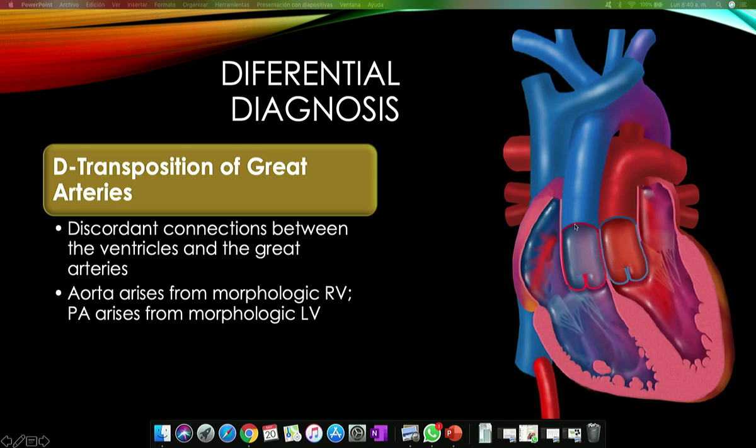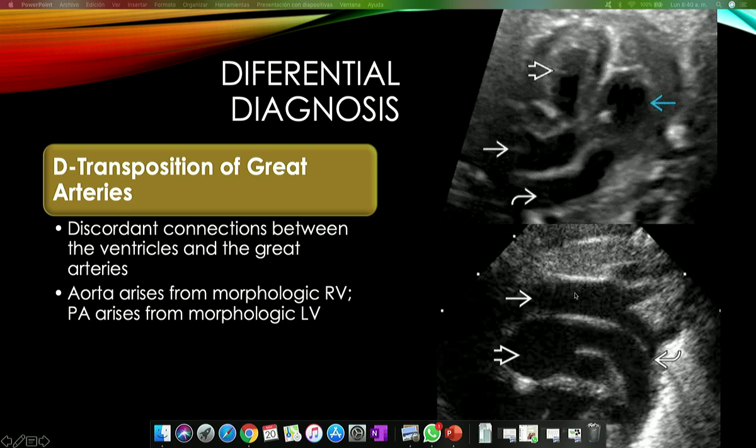The aorta arises from the right ventricle, and the pulmonary artery arises from the left ventricle. We can observe here that the great arteries are parallel rather than crossing as they should do. In ultrasound, we observe these two images. We observe the two outflow tracts, the right ventricle and the left ventricle.